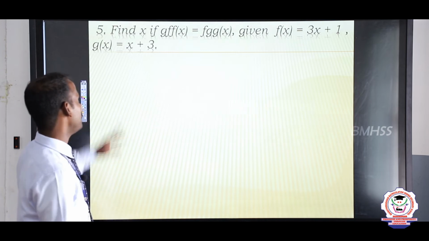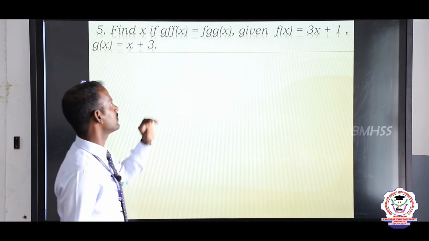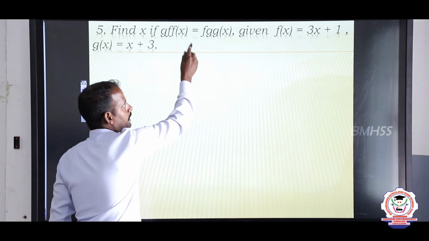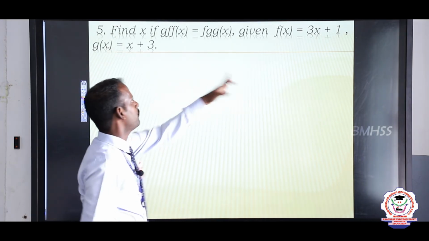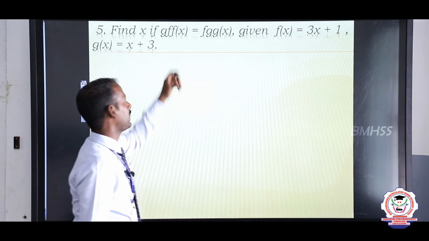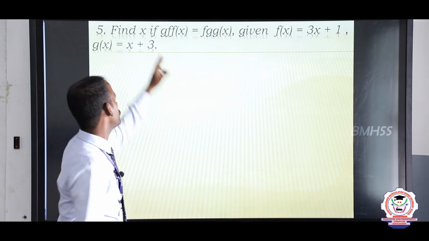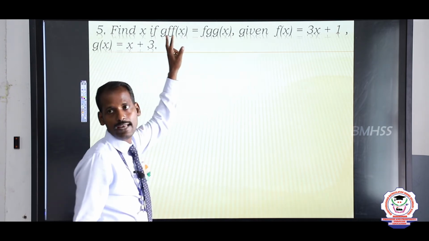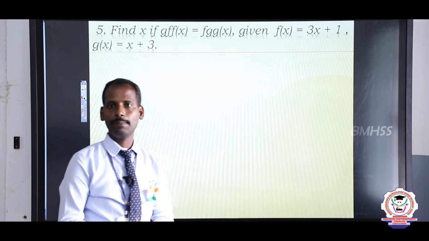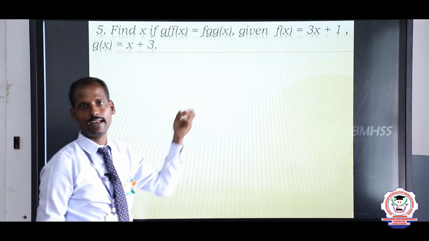Now I will explain the fifth sum. Find x if gf of x equal to fg of x. Given f of x equal to 3x plus 1 and g of x equal to x plus 3. So here how many times are the functions repeated? Here f of x is repeated two times. Then g of x is also repeated 2 times. Here I will explain. So first the LHS side and then after the RHS side.